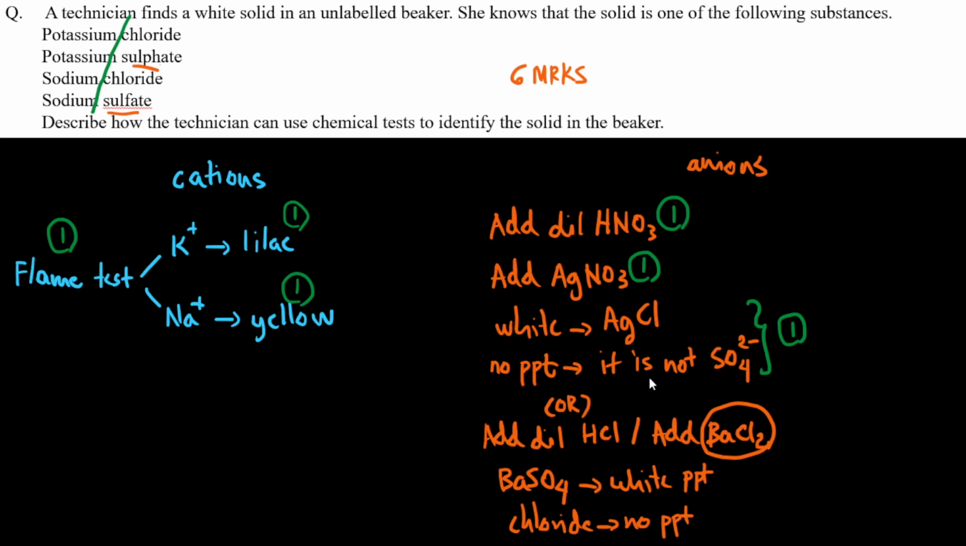Okay. Similarly, if you take the bottom approach, for adding dilute hydrochloric acid, you get 1 mark. For adding barium chloride, you get another mark. And for mentioning the difference between the two, you get another mark. So try to score all 6 points without losing if you already know all your tests.